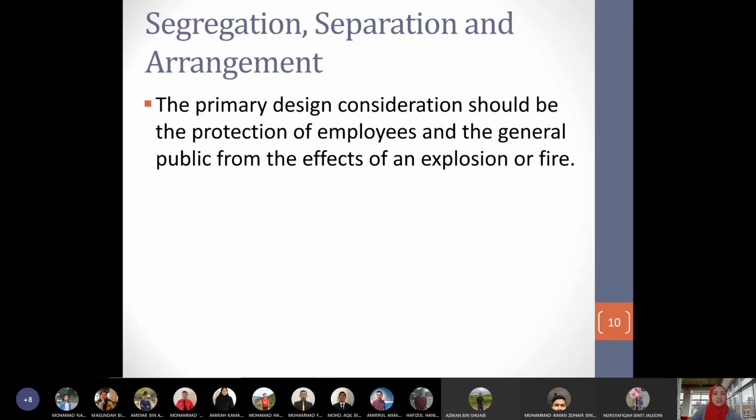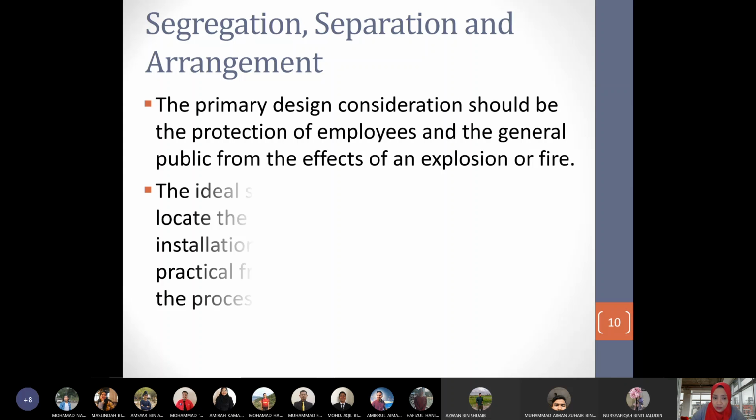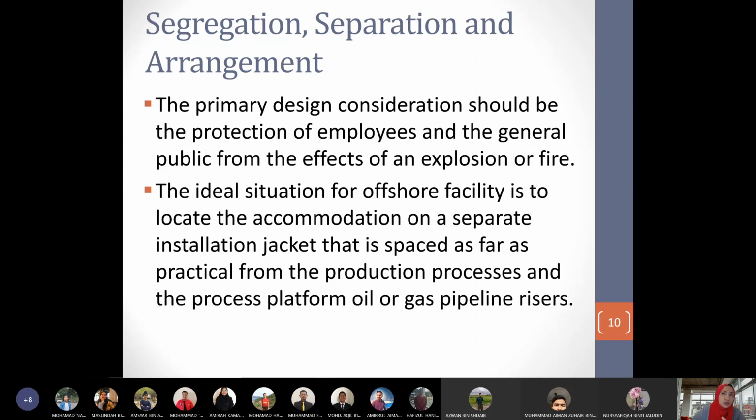So the primary design consideration should be to protect the employees as well as the general public from the effects of any explosion or fire that should occur. So the ideal situation for an offshore facility is to locate the accommodation on a separate installation jacket, and that is also spaced as far as practical from the production process, as well as the process platform oil or gas pipeline risers.